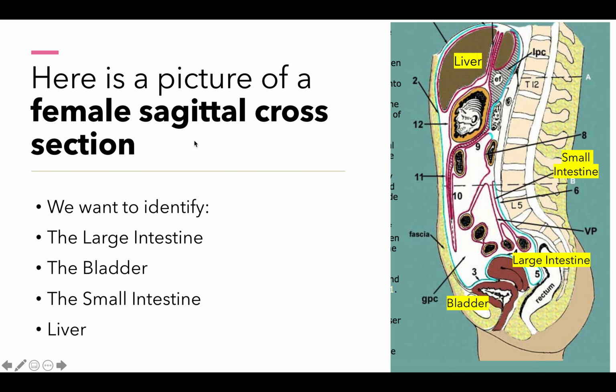Here's a picture of a female sagittal cross-section. We want to identify the liver, which is this large organ right here. The small intestines, which are right here. The large intestines, which would be around here, and we know that because the large intestines lead to the rectum. And lastly, the bladder, which is this chamber right here.